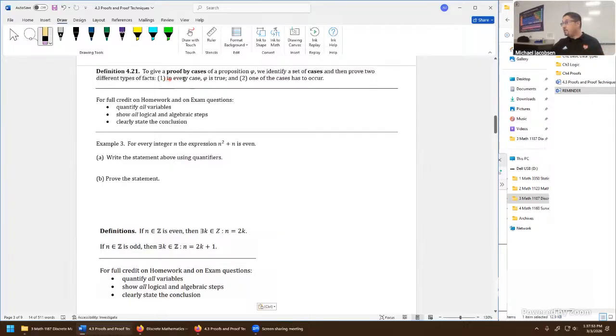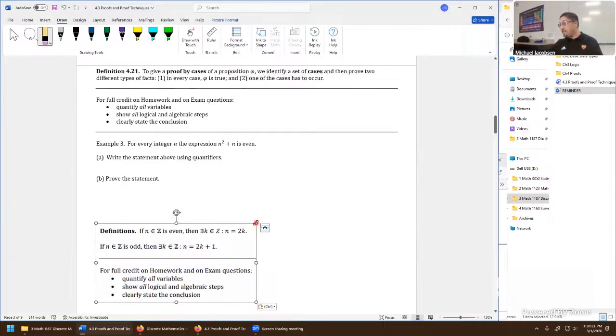We have to prove the statement is true in every case that occurs. So we must prove n squared plus n is even in case 1, n is an even integer, and then in case 2, when n is an odd integer. And we have to also justify or prove every one of those cases has to occur. Usually this is not the too bad part, but that's how proof by cases is going to go.